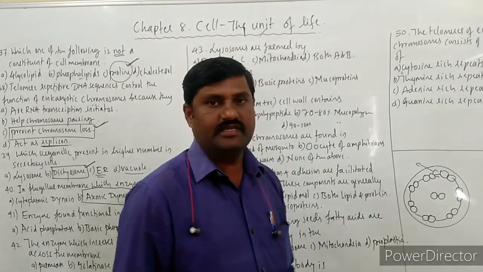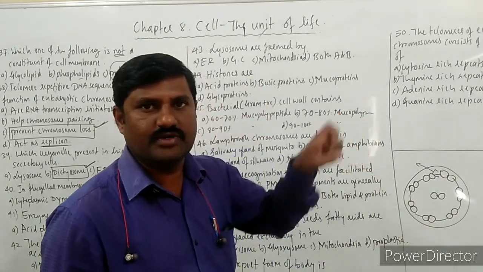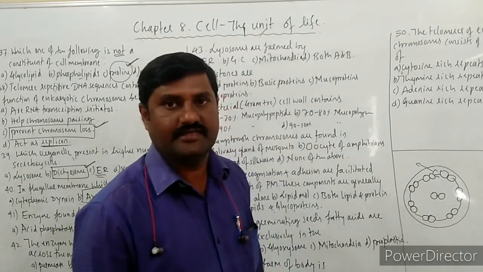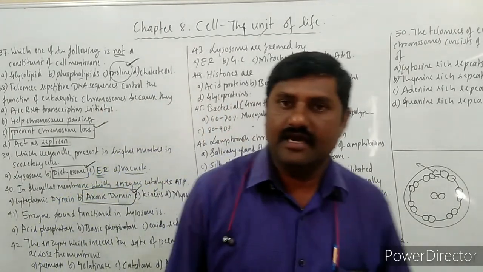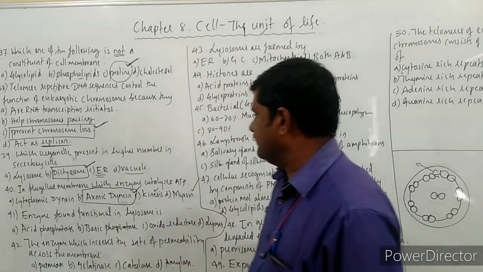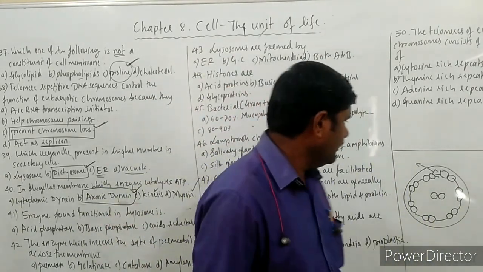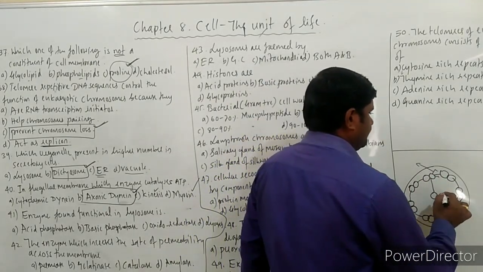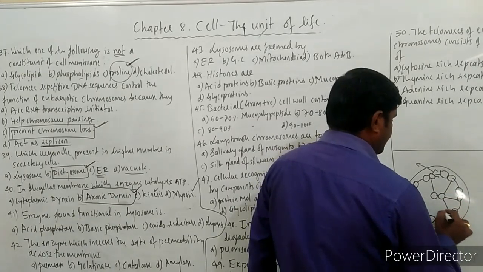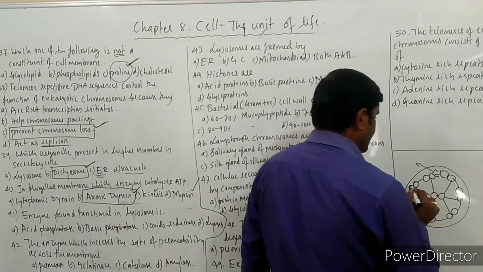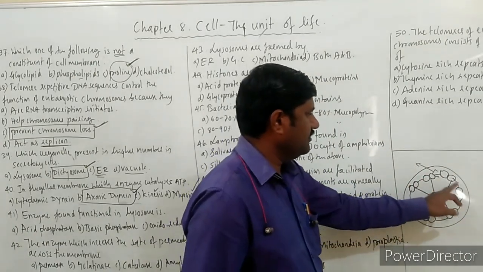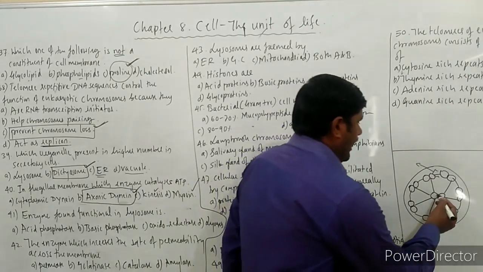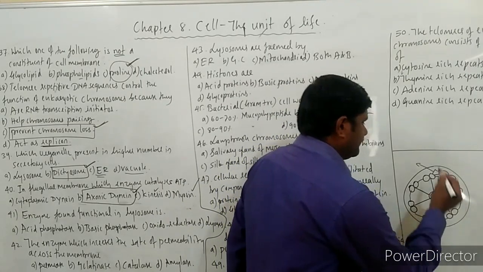This outer one looks like a hook-like structure, right? And that is made up of dynein ATPase, right? So that's why the major answer for this one is axonemal dynein. Why? Because this entire structure is said to be the axoneme. What is it called? Axoneme. This microtubular structure that we see over here is called the axoneme.